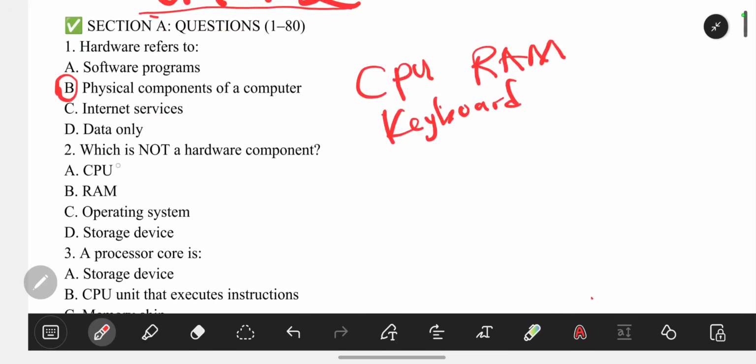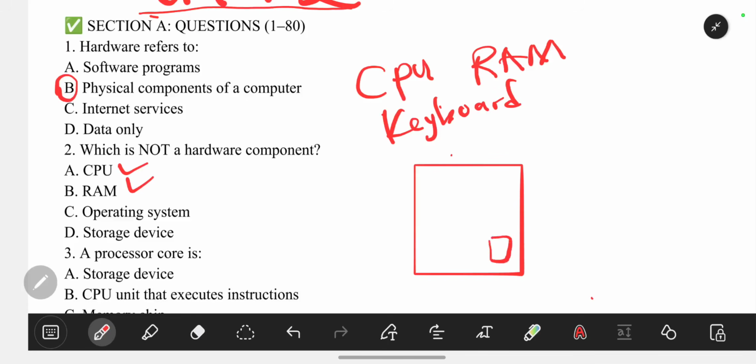Number 2 says which is not a hardware component. The CPU is a physical thing. It is a physical thing that is found on the circuit board, which is also known as the motherboard. So we have the CPU. This is a physical thing. Even RAM, there is a RAM chip on the circuit board. So all these are physical things. We have the storage devices such as a flash or hard drive.